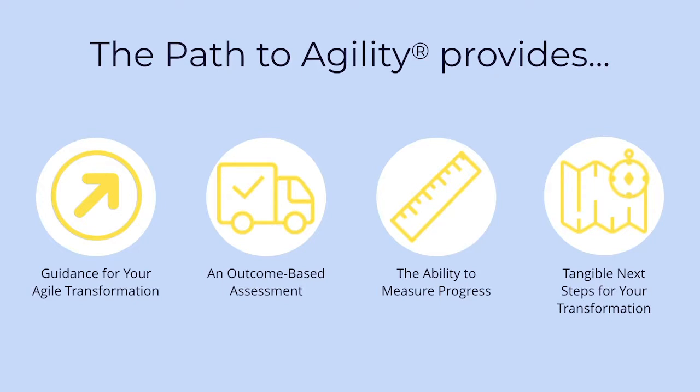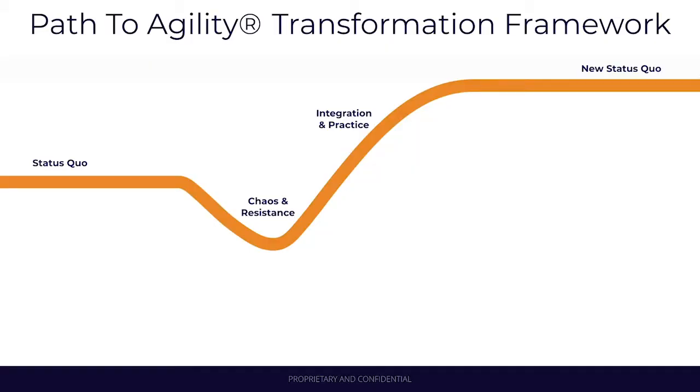And Path to Agility provides some guidance around your transformation to assess where you are and where you should focus next, and gives you a map of that progress. It starts with normal organizational change curves. We start with the status quo, which introduces us to chaos and resistance, then we get into more integration and practice, and hopefully achieve a new status quo. When we think about an agile transformation, we've got to think about those organizational change frameworks as well as agile maturity patterns. And what we've done with Path to Agility is combine them together.